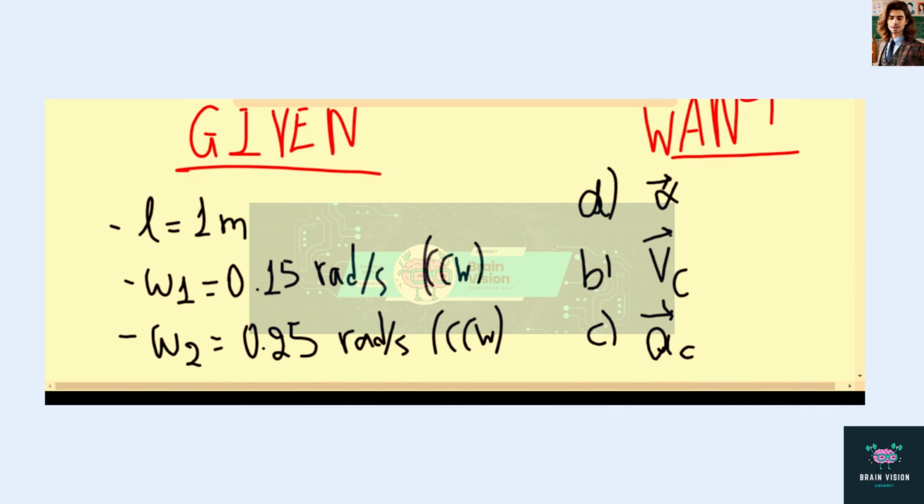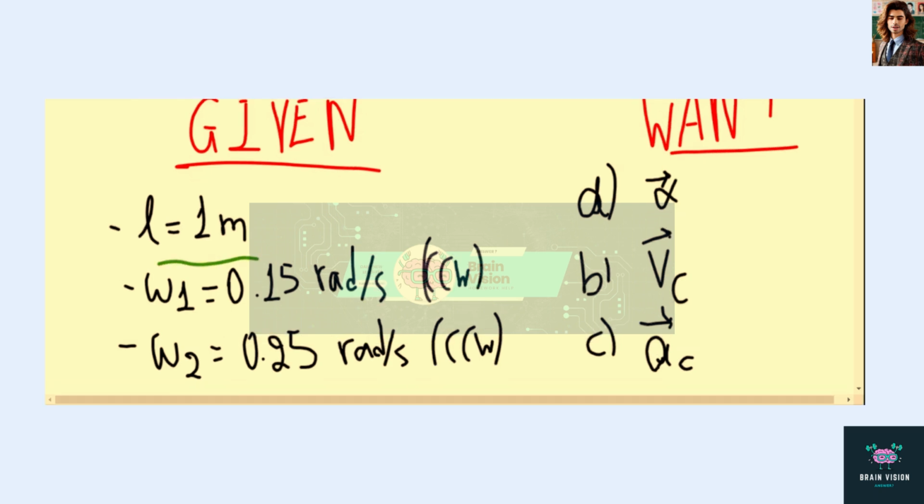So for problem 15.198, we know that the robotic arm of the drawing, of length 1 meter, is rotated at a constant rate omega 1 equal to 0.15 radians per second about the y-axis in a counterclockwise fashion if viewed from above, and rotated with omega 2 of 0.25 radians per second about the z-axis, again counterclockwise, if viewed from the positive z-axis.